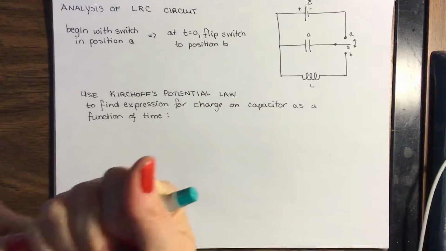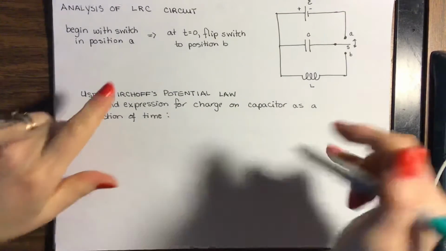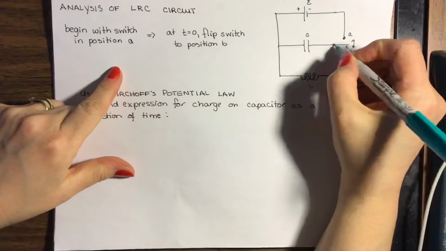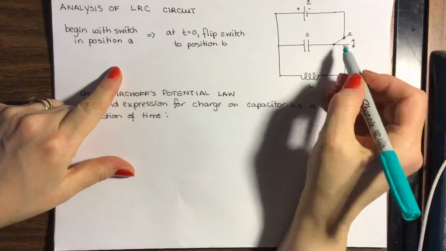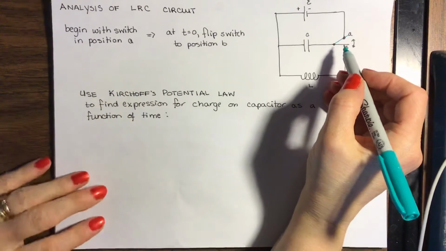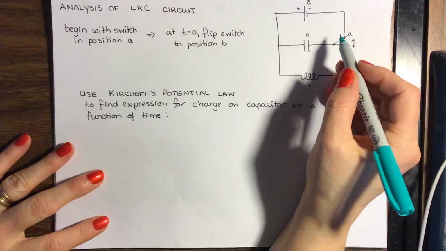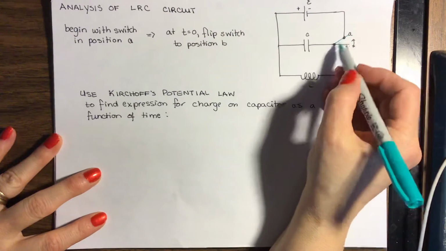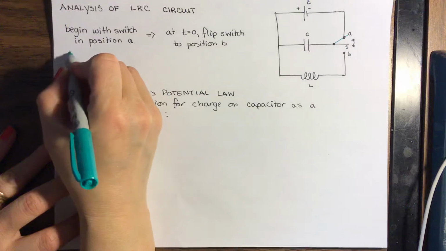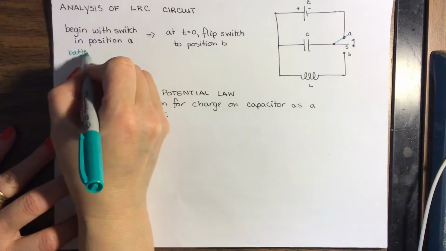So we're going to begin our circuit analysis with the switch in position A. So the switch is initially going to be up here. What that means is that the battery is going to fully charge the capacitor. So our circuit starts at switch A. Battery fully charges capacitor.